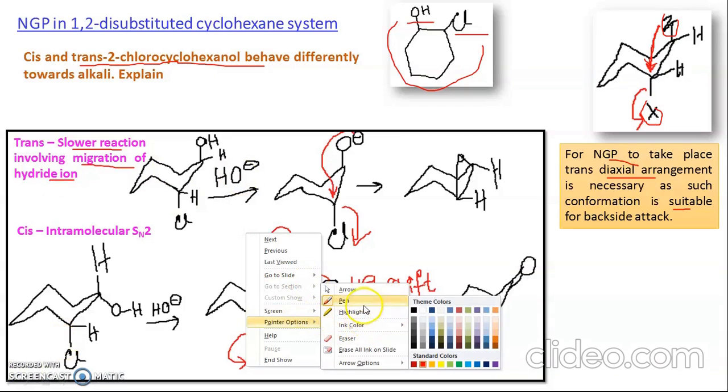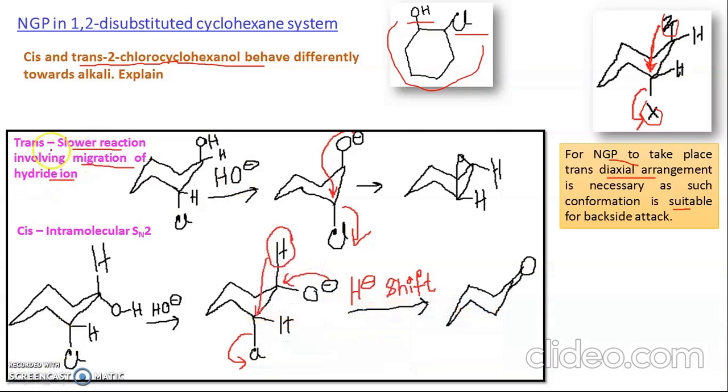Sorry, I have made a mistake here. It is not for this. Hydride ion migration is not taking place in trans. It is taking place here. And intramolecular SN2, that is taking place here. So it is just the reverse.